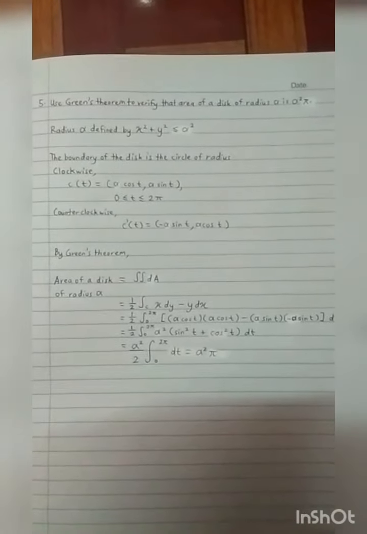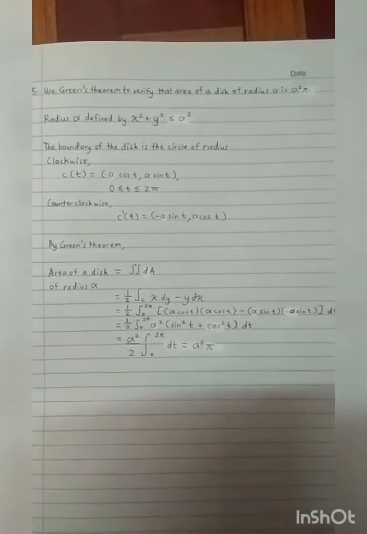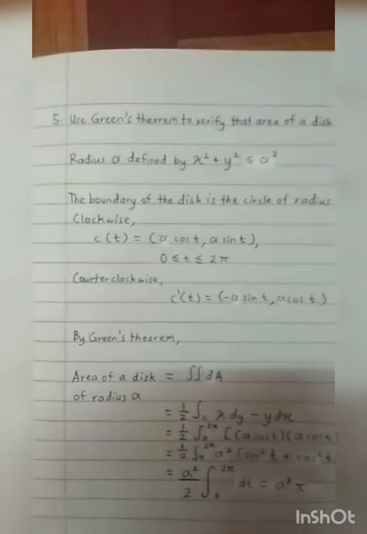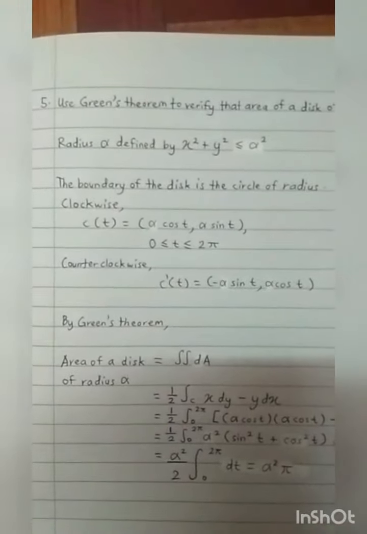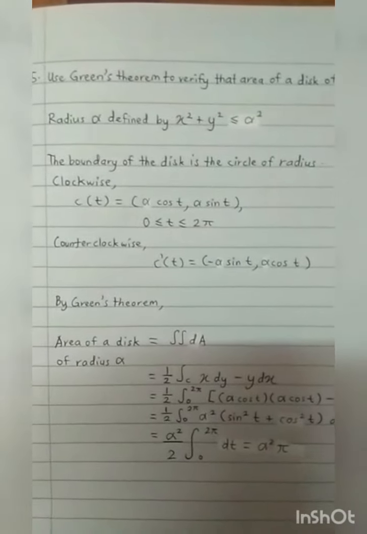Hi, my name is Nurwatika bin Qasim, and my matrix number is 200382. I will explain question 5, which is to use Green's theorem to verify the area of a disk of radius alpha is alpha squared pi. The disk of radius alpha is defined by x squared plus y squared less than alpha squared.